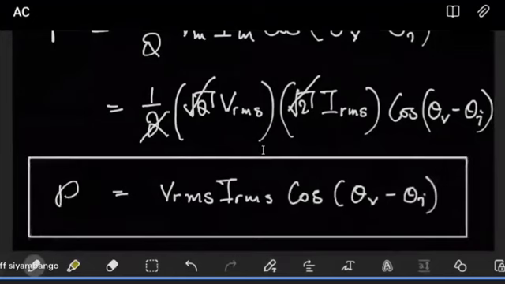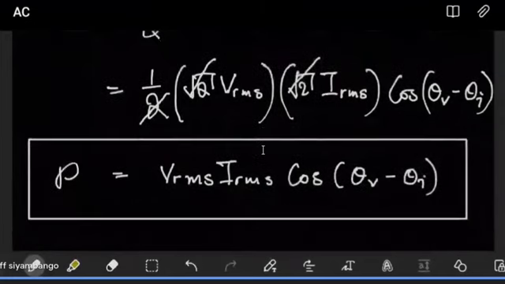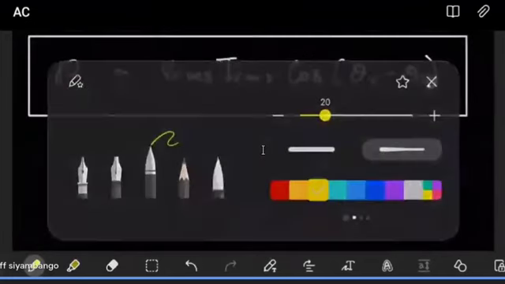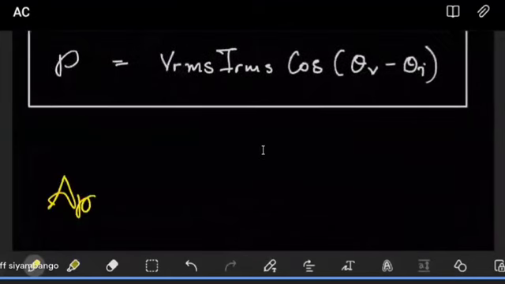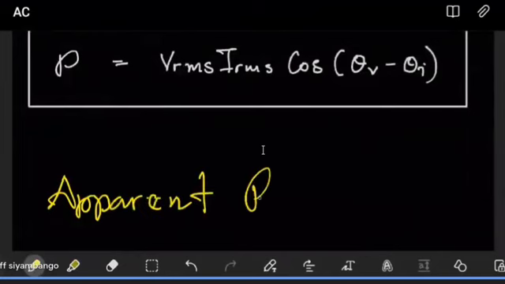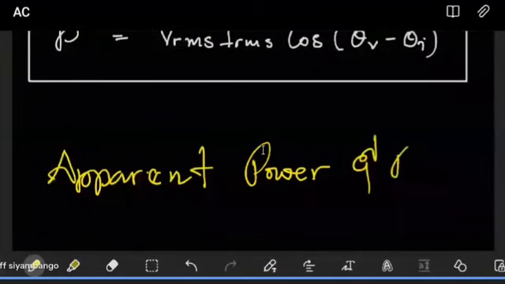Now, the next concepts that we're going to look at are two interesting concepts, not very hard, but quite useful. This is going to be the concept of apparent power and the power factor.